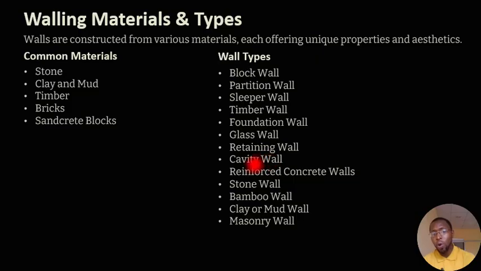So retaining wall, cavity wall, reinforced concrete wall. We have the stone wall that is made from stone, bamboo wall made from bamboo. We have the clay or mud wall, and we have the masonry wall, and so on and so forth. So we have different types of wall based on the materials that they are made from, or based on the purpose for which they are made.